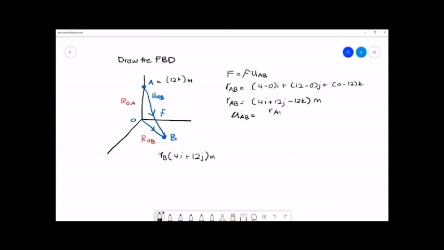Then to determine the unit vector, u_AB is equal to the position vector r_AB divided by the magnitude of r_AB, which is equal to 4i plus 12j minus 12k over the magnitude, the square root of 4 squared plus 12 squared plus negative 12 squared, then equal to 4i plus 12j minus 12k over 17.44.